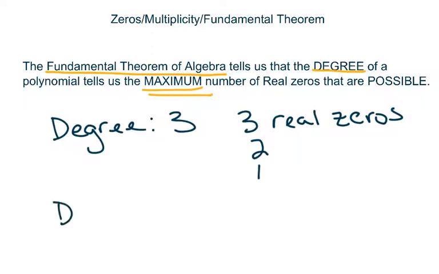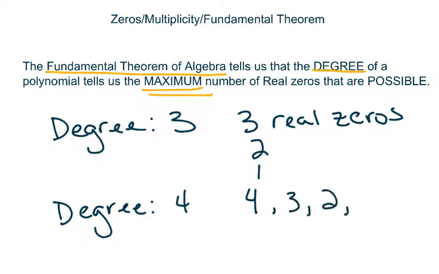A degree of 4, we could have 4 real zeros, 3 real zeros, 2, 1, or none. I left off my 0 up here. Remember, we can have all imaginary zeros, okay? So that's what the fundamental theorem of algebra tells us. It lets us know instantly the maximum number of zeros we might have.